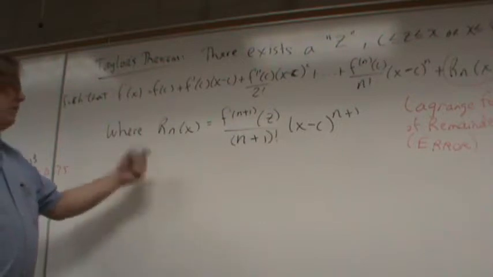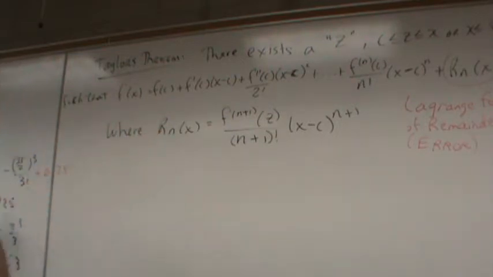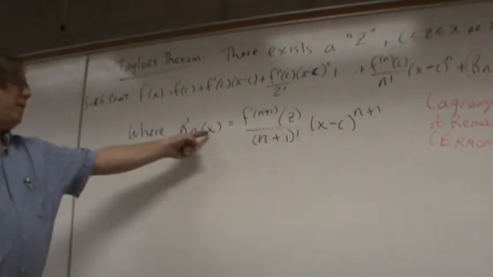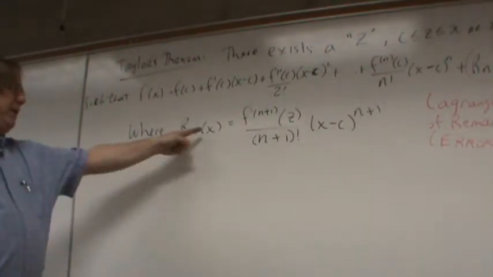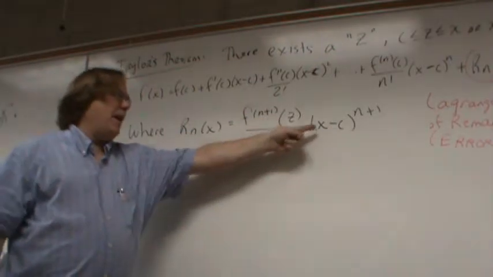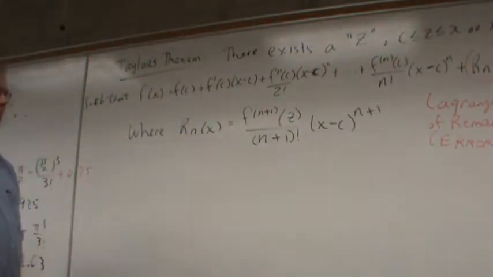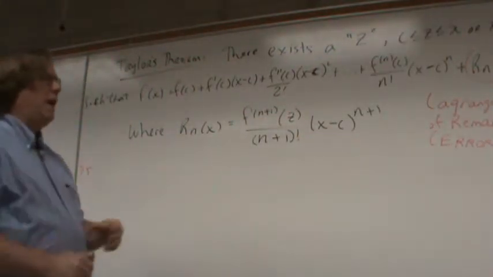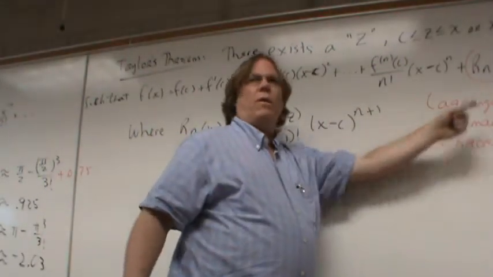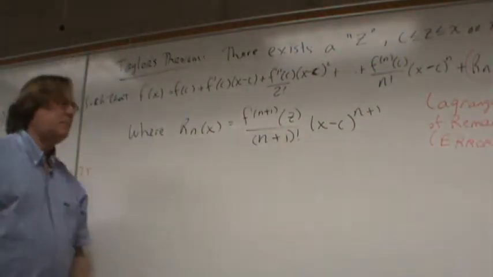If I want to know how much I'm going to be off when I plug in pi over 2, then this is going to be r sub n of pi over 2, or really r sub 3 of pi over 2. And then my x is pi over 2. So that's what you're getting, a formula for how much you're off by.